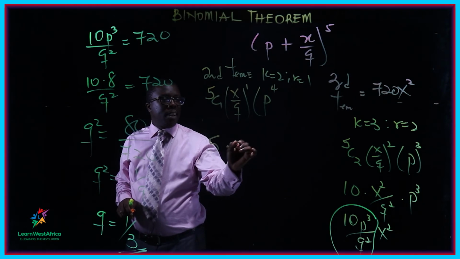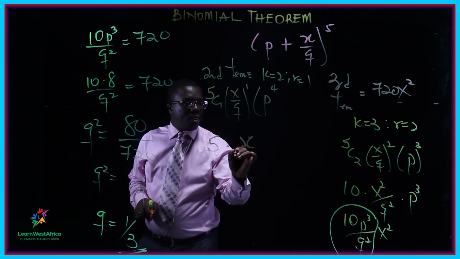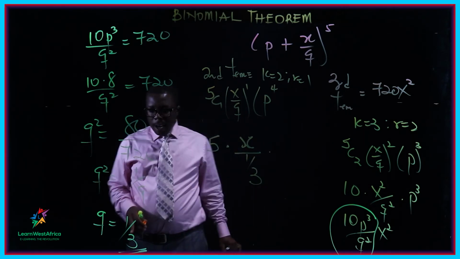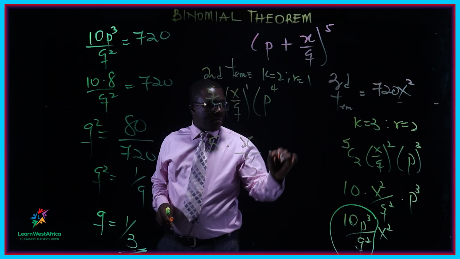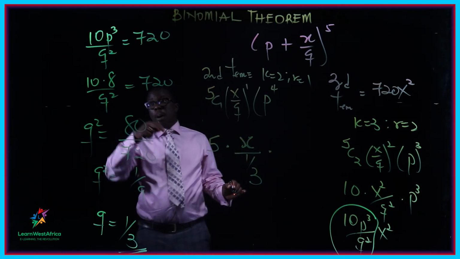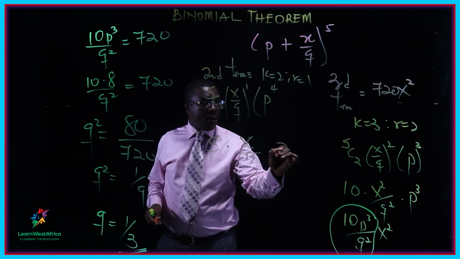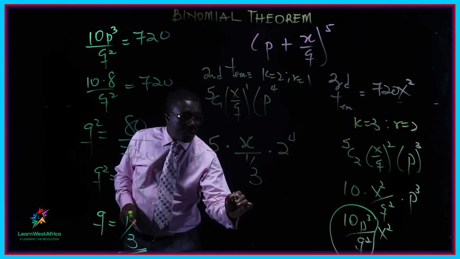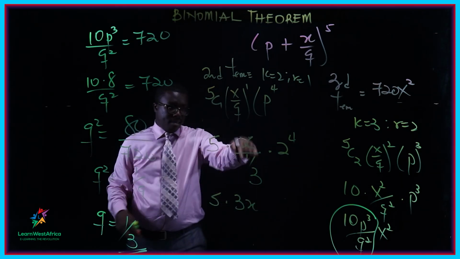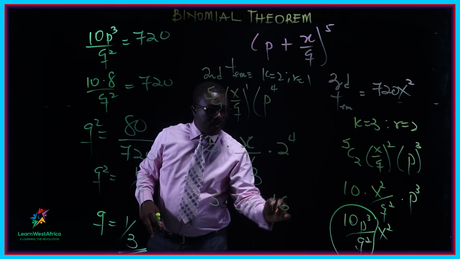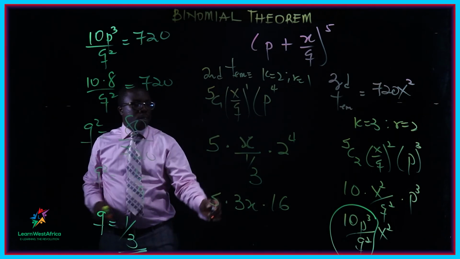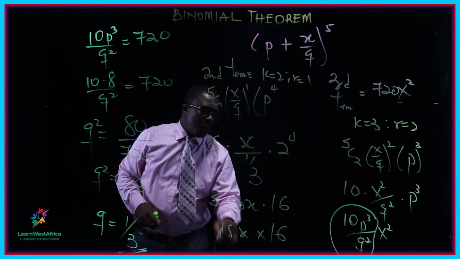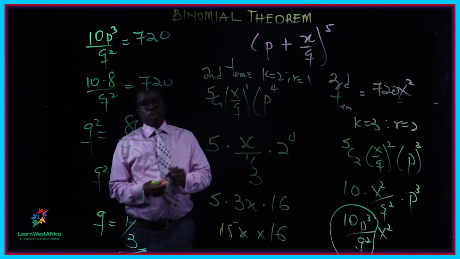Times our x over our q, and we know our q to be 1 over 3. Then our p to the power 4, and we got our p to be 2, right? So this is going to give you 2 to the power 4. So you're going to have 5 times 3x, as you can see, simple algebra, times 2 to the power 4, which is 16. So you should be able to resolve this: 15x times 16. You just multiply 15 and 16. The result is what's going to give you your second term.